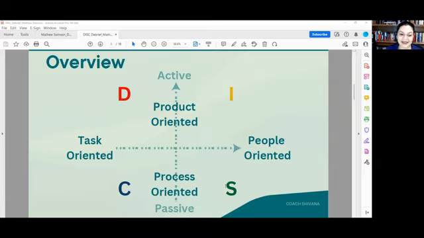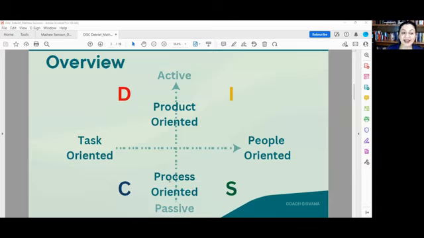The S style in the lower half of this graph is referred to as a stable style or steady style. Again, very people oriented. S styles tend to be great team players. They are very loyal, very concerned with the views of others and inclusive of others' views. I and S type styles are people oriented, so they're on the right side of this graph.